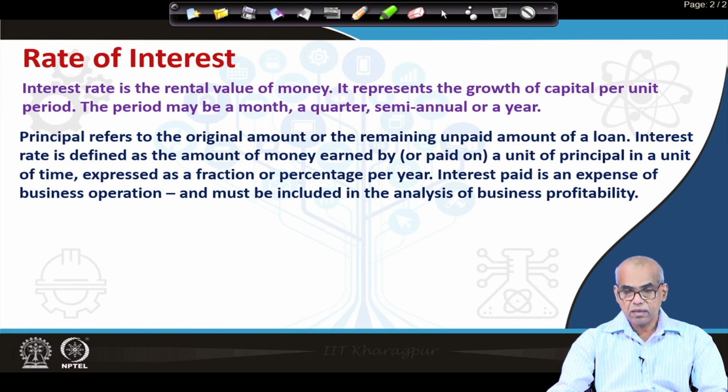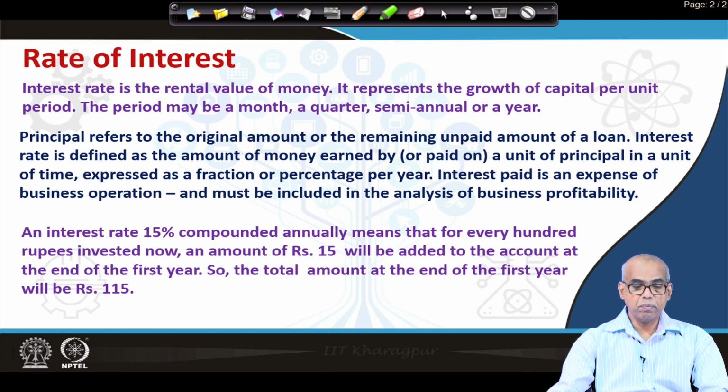You can also say interest rate is defined as the amount of money paid on a unit of principal in a unit of time expressed as a fraction or percentage per year. Interest paid is an expense of business operation. Therefore, it must be included in the analysis of business profitability.